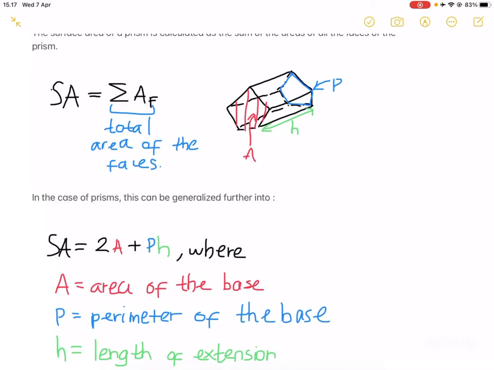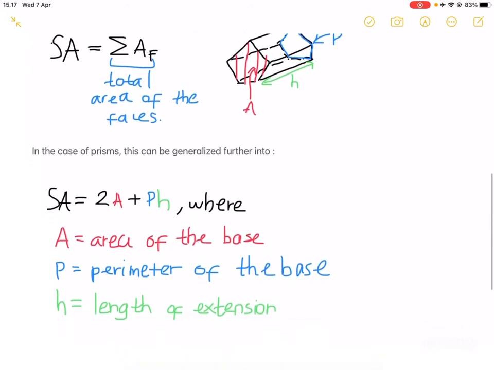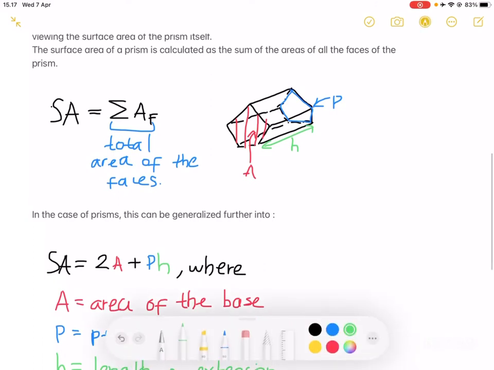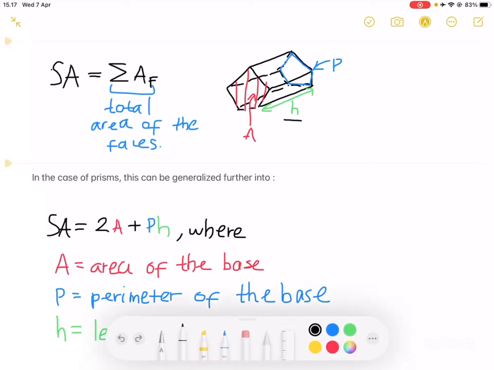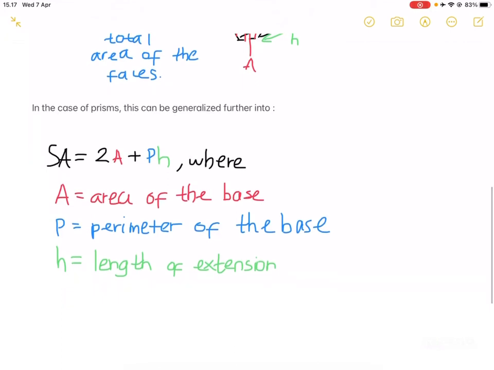Now in the case of prisms, this can be generalized further into, so we have the surface area is equal to 2 times A plus P times H, where according to this diagram here, we have A as the area of the base, P is the perimeter of the base, H is the length of the extension of the base itself. Now the visual proof of this may take a while, but it also takes quite a lot of space, so I'll just move into another board.